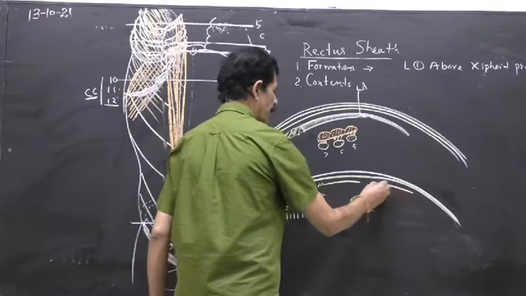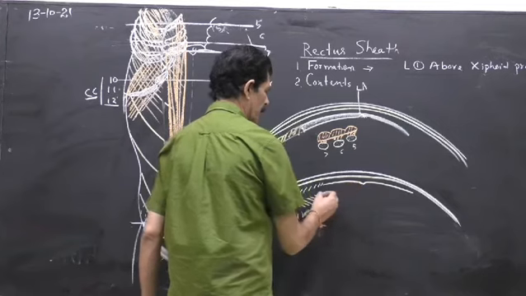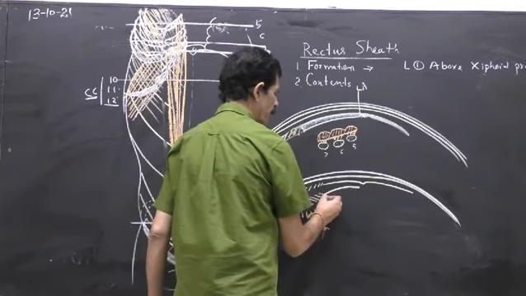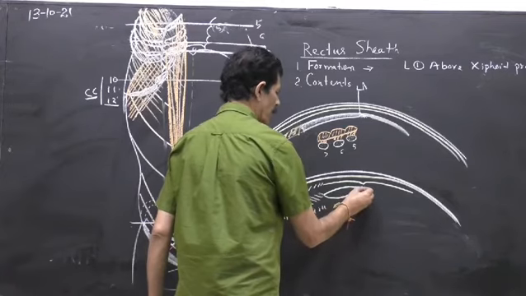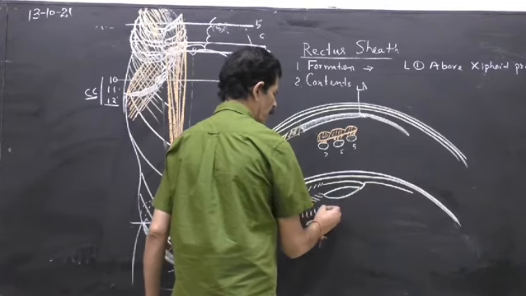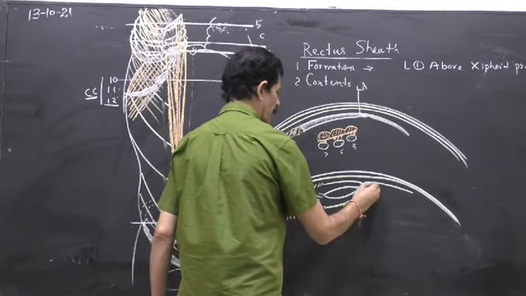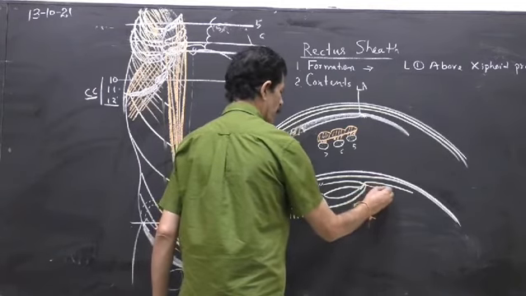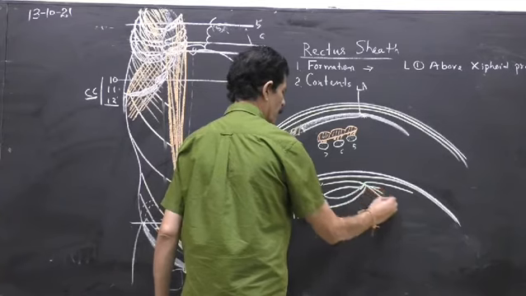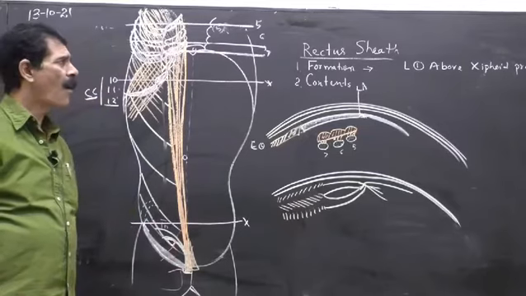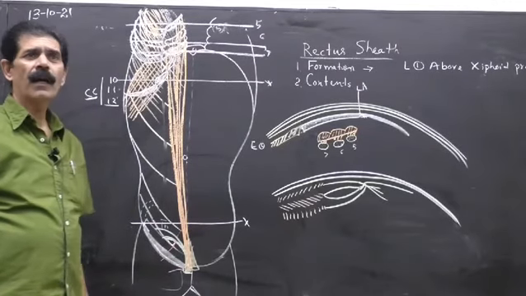Single and single meet in the linea. Internal oblique splits into two, anterior layer and posterior. Both meet to form linea alba. Transverse abdominis again one aponeurosis fused with the linea. The second level above the arcuate line.